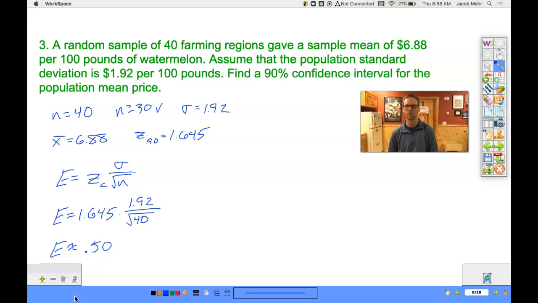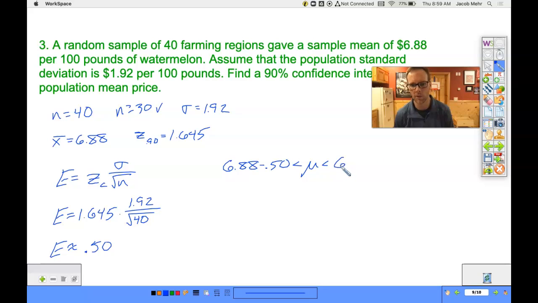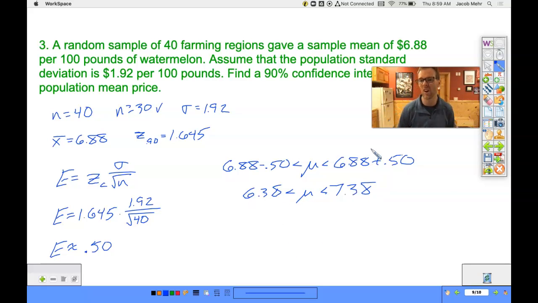Okay, 0.50. So our estimate for mu is 6.88. Our error is 0.50 cents. So we take that estimate and we add the 50 cents and subtract the 50 cents to create our interval. So I'm going to take 6.88 minus 50 cents. I'm going to put mu between it, and 6.88 plus the 50 cents. So I get 6.38 to, what is that, 7.38. We end up with a width of $1, right?